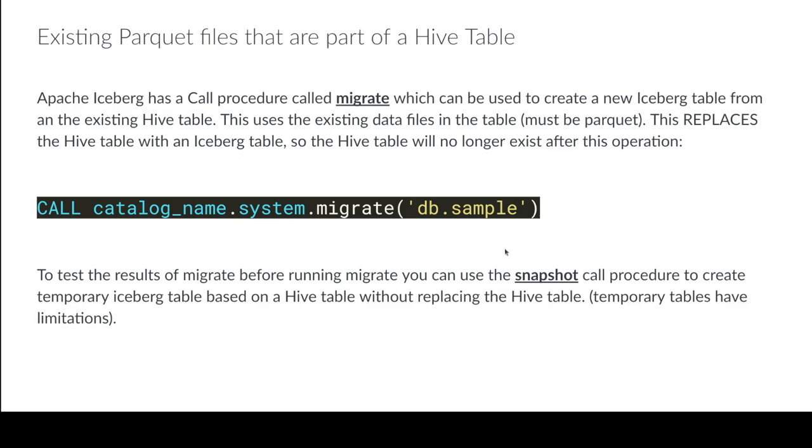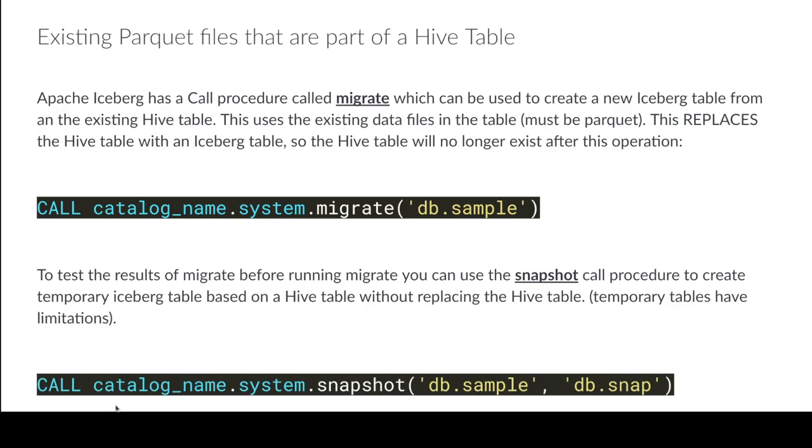But you can do that, and if you like the result of the snapshot procedure, then you can go do migrate. And it'd be a similar process. You just do the catalog name, dot system, dot snapshot. And then you would say, okay, I want to take this table and I want you to make a snapshot called this. And essentially you're just creating a temporary, not necessarily a copy, but a temporary sort of mirror of the table.